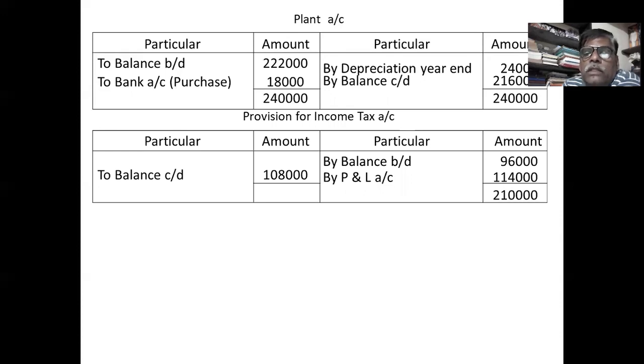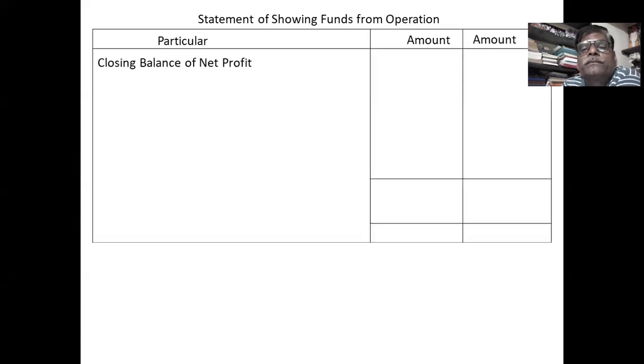Total is 2,10,000. 2,10,000 is the total and difference is called as income tax paid. So to bank account. To bank means tax paid 1,02,000. So tax paid goes to fund flow statement as application. And P&L account provision is an item of funds from operation. Okay. Now you prepare the funds from operation. Statement showing funds from operation.